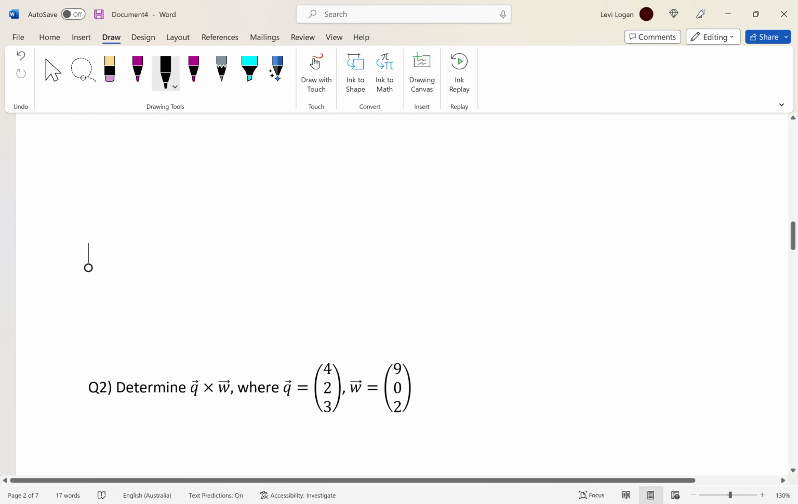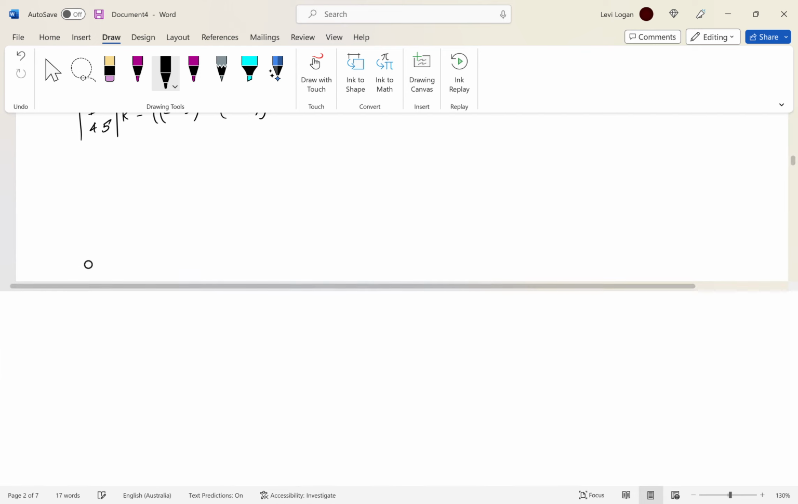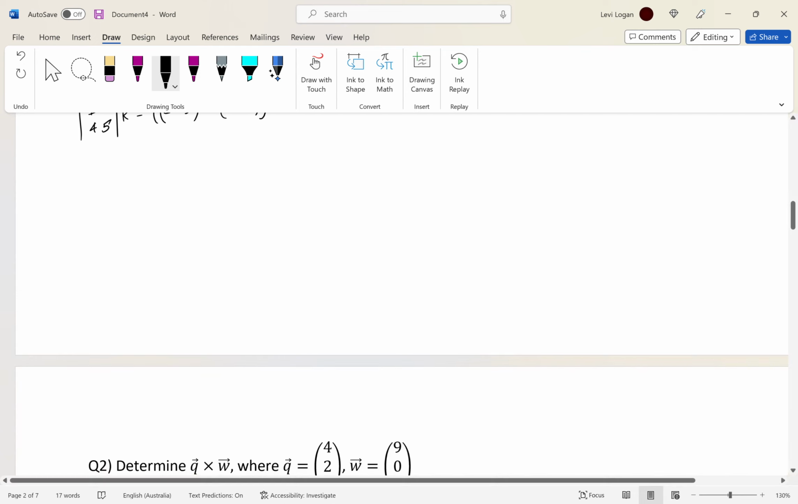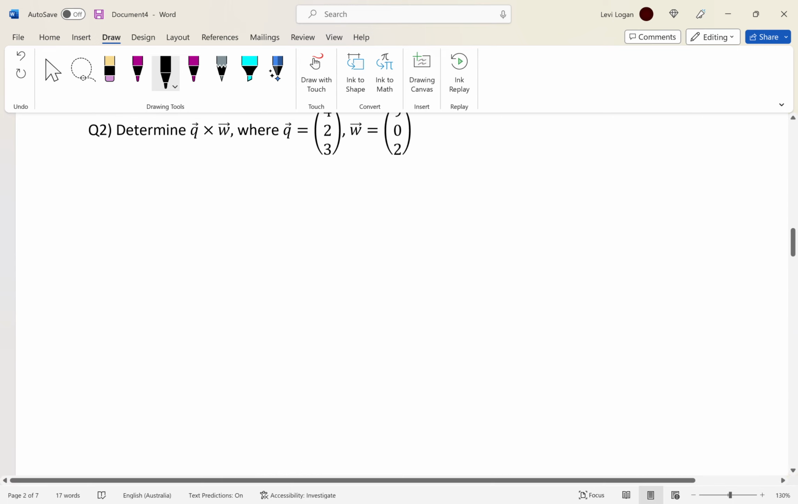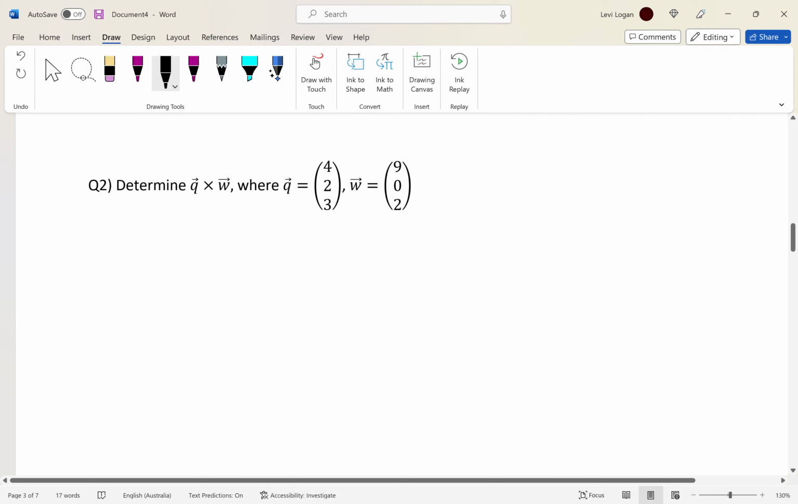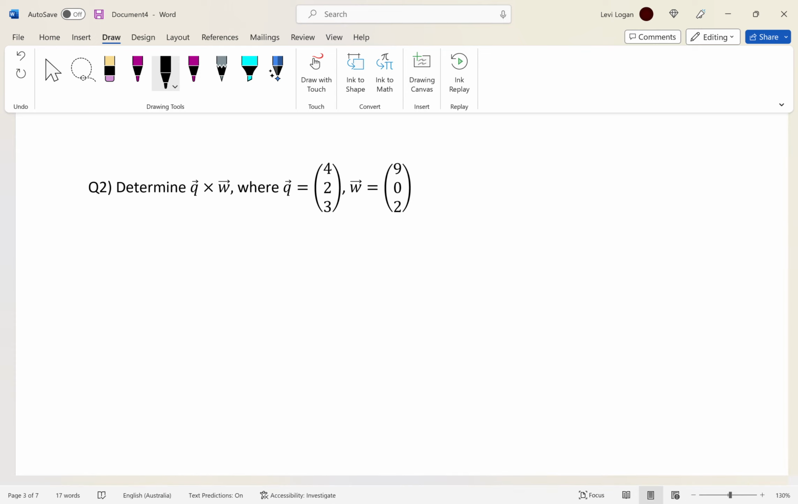Alright, let's take a look at question number 2. Determine Q cross W, where Q is 4, 2, 3 and W is 9, 0, 2. Feel free to have a go at this question and I'll get started in a second. Alright, so the solution to this one, of course, is going to be Q cross W.